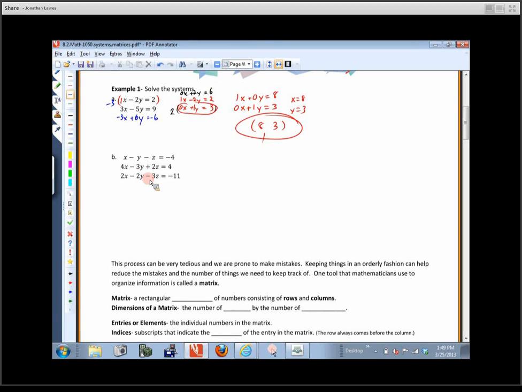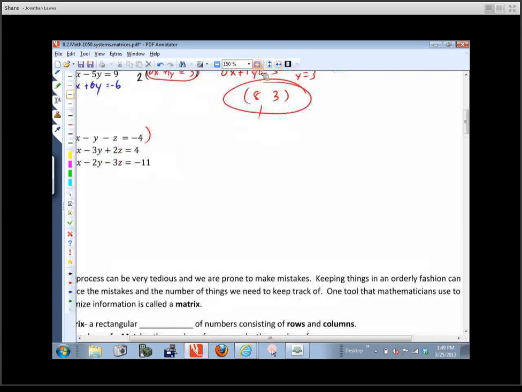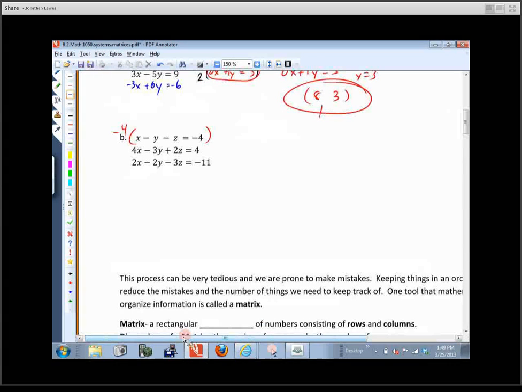I kind of like just working from the front to the end, so I'm going to get rid of the x, okay? So here's what I'm going to do. I'm going to take this one, and I'm going to multiply it by negative 4. Okay, now this I would write down. I'd make sure you can do this by hand.